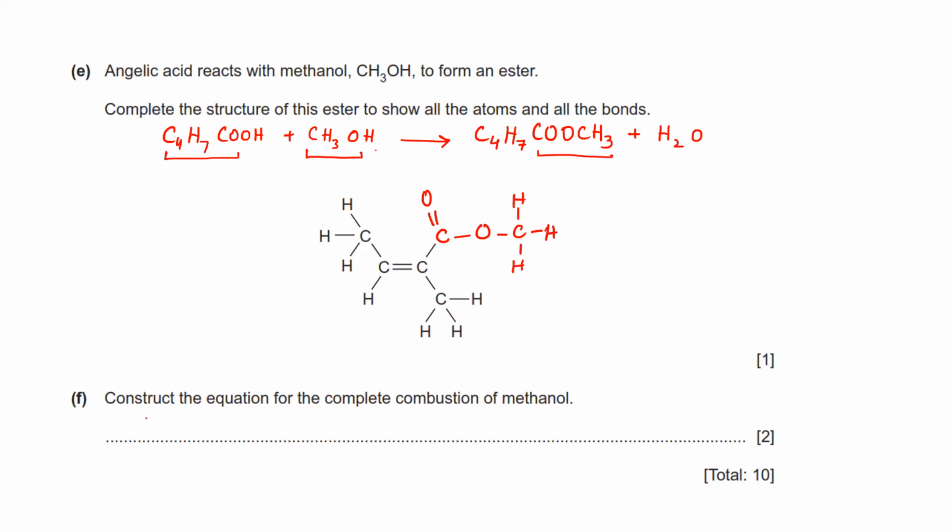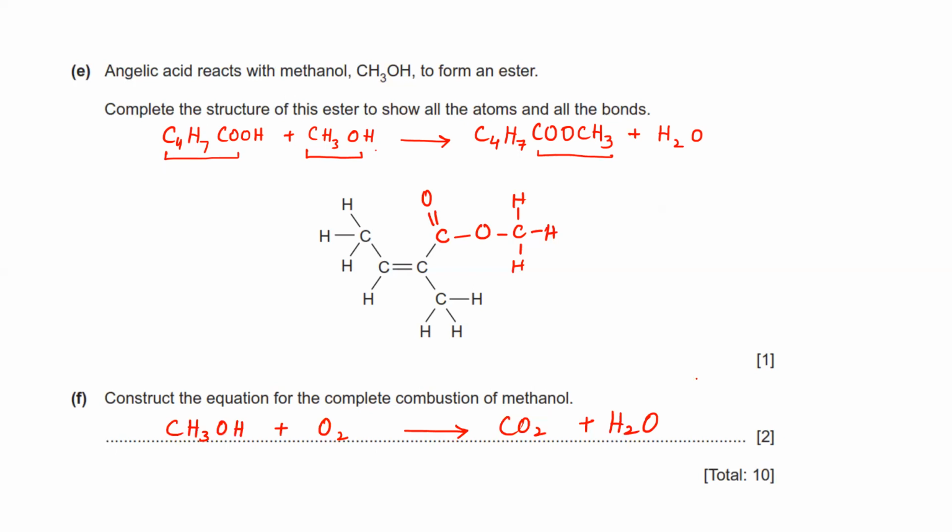Then it says construct the equation for the complete combustion of methanol. So methanol, CH3OH. So this is methanol combustion. Remember, you use oxygen. If you burn methanol, you produce carbon dioxide plus water. For any organic compound, complete combustion results in carbon dioxide plus water. So now you have to simply balance this out.